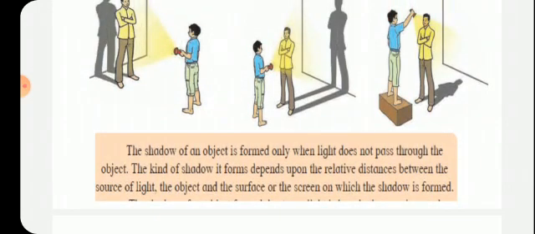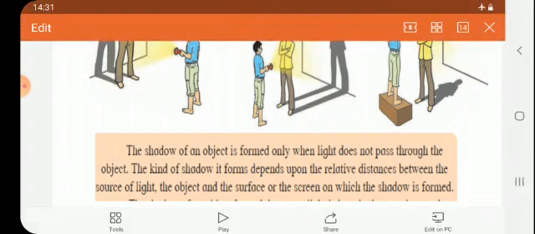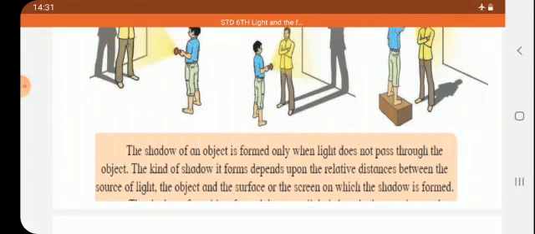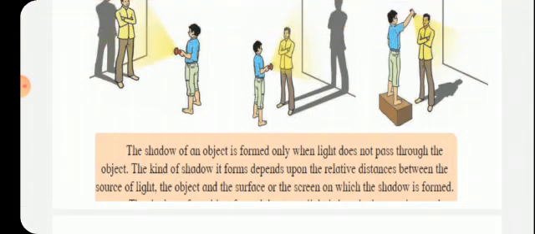Okay, children, the shadow of an object formed due to sunlight is long in the morning and evening and short in the afternoon. Children, you can perform this experiment in your home also. Just stand outside and observe your shadow, okay, in the morning, afternoon, and in the evening. You will find some differences.